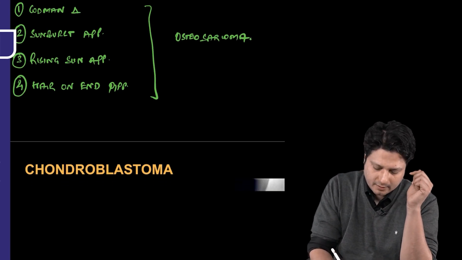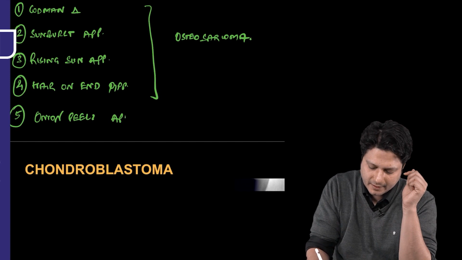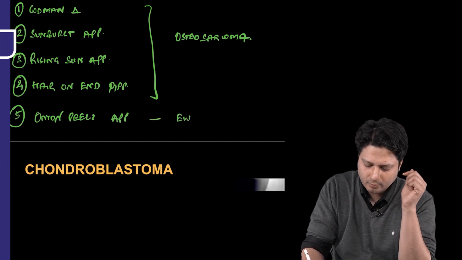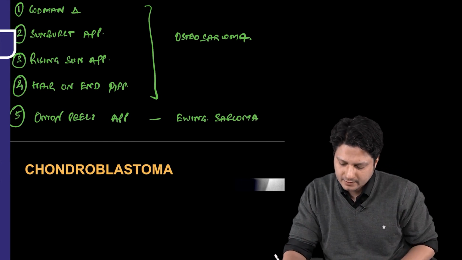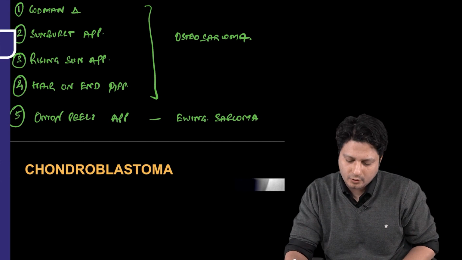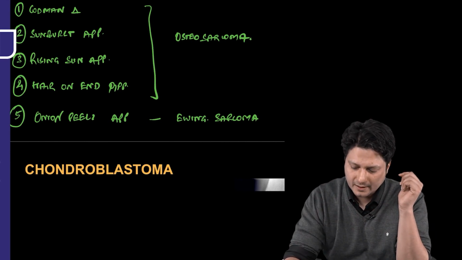Then onion peel appearance. Now this onion peel appearance is the feature for Ewing sarcoma. Now is the time to have a discussion on what the reasons for these appearances are, or what you have to remember out of these appearances. Means what is the basic reason for these appearances in particular.